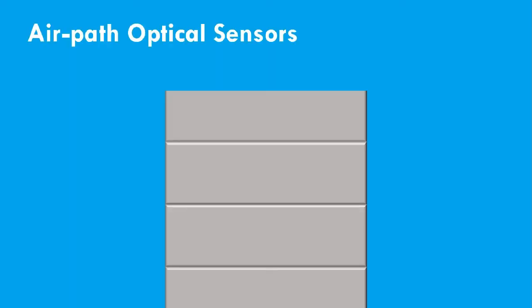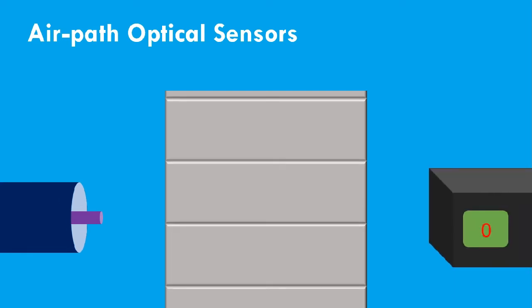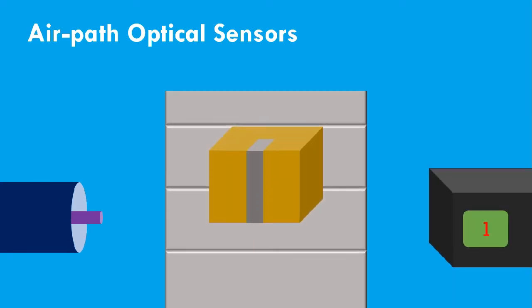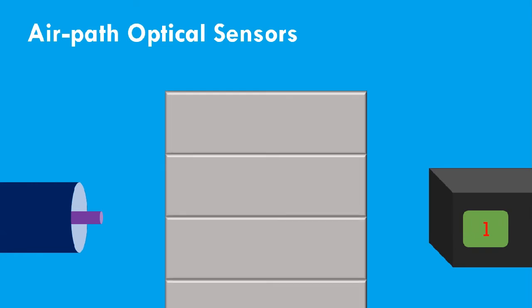Air path optical sensors are commonly used to measure proximity. An infrared laser diode is placed in one end, and in the other end, a light detector. Usually, a photodiode whose resistance is increased with the absence of light.